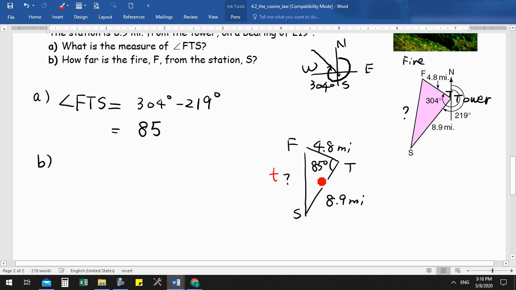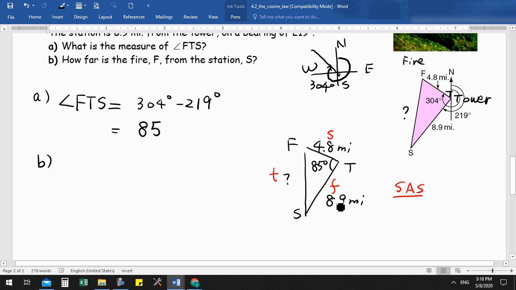Opposite side of angle F is small letter f. Opposite side of angle S is small letter s. So this one, you have side, angle, side. The angle is contained between the sides, not opposite. The opposite angles of these two given sides are not given, so we cannot use the sine law. This one is side, angle, side, so we are going to use the cosine law.